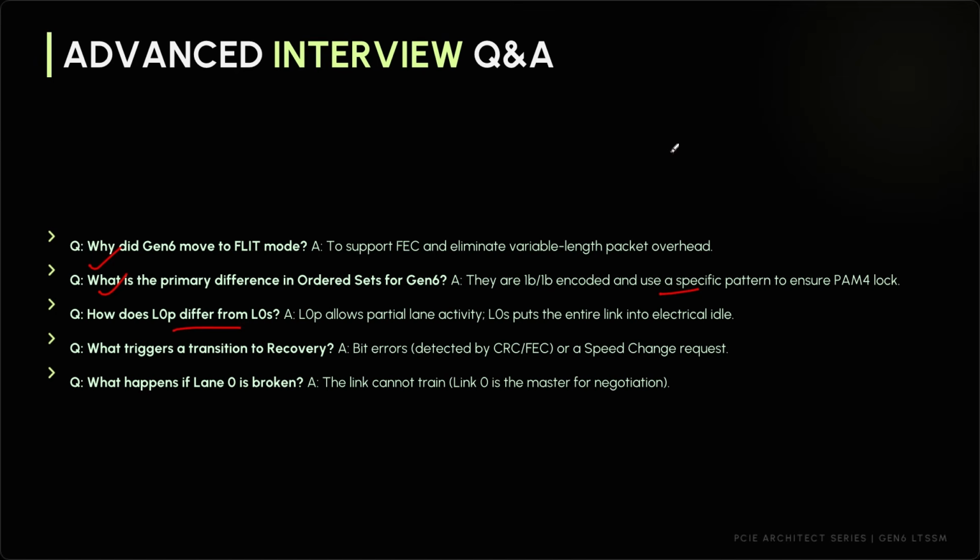Then, how does L0p differ from L0s? When you are using L0s, the entire link will get idle, or you can say the entire lane will get idle. Whereas in L0p, lanes dynamically get idle. Suppose you want to make only 2 lanes idle, you can do that in L0p, which was not supported in L0s. Then we have, what triggers a transition to recovery? If there is any bit error or a speed change request, it transitions into the recovery state. What happens if lane 0 is broken? In that case the link cannot train. Okay, so these are some of the interview questions which you have to know while facing your interview.